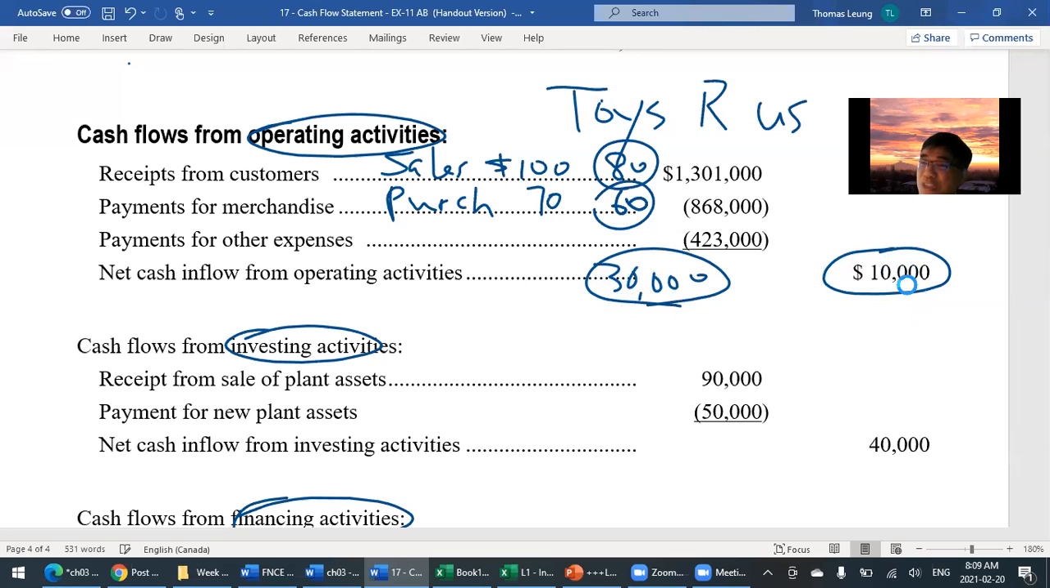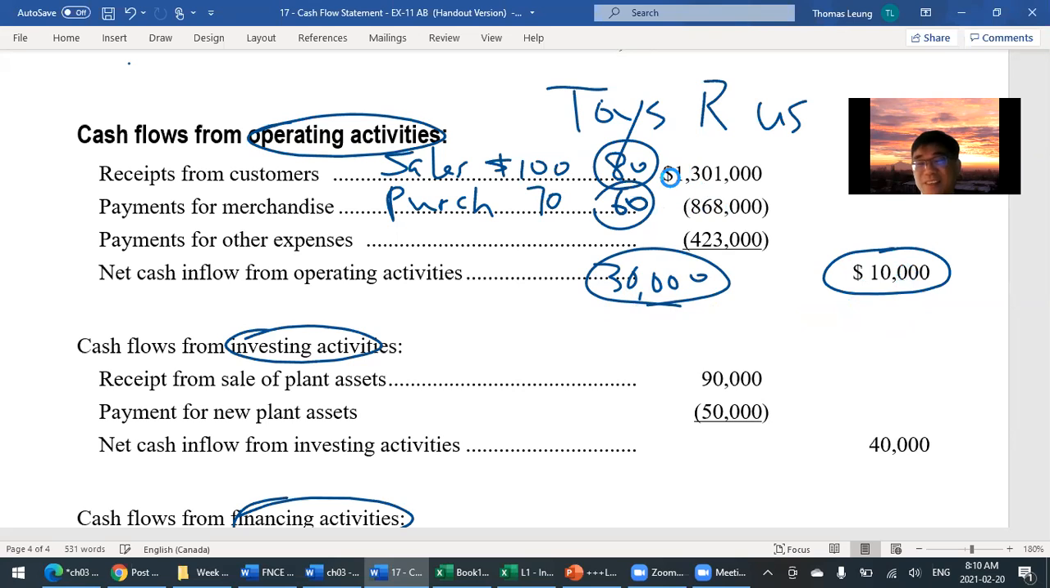So that's why we need to spend time to prepare this report. When you read this report, you know how much money you can spend. It's not the profit figure. The money that you can spend is not 30,000; it's only 10,000, because some of those customers haven't paid you the money yet, right?